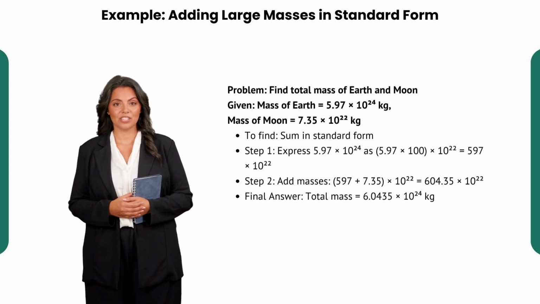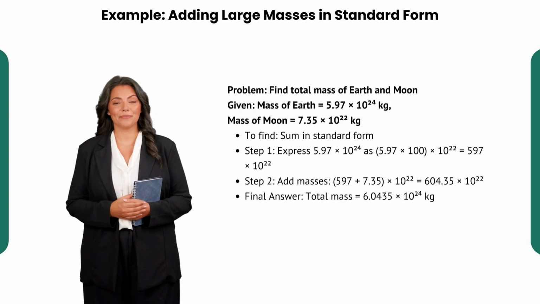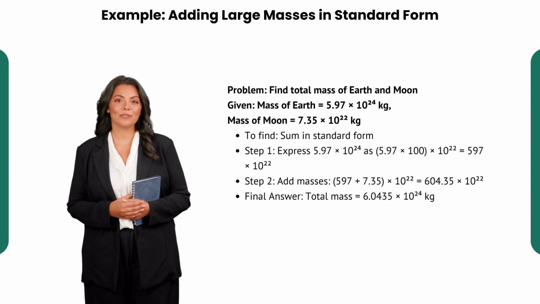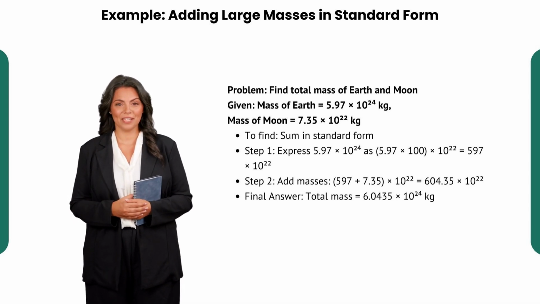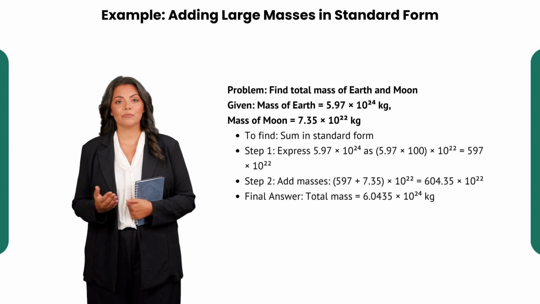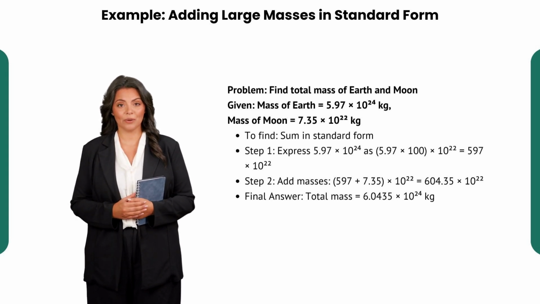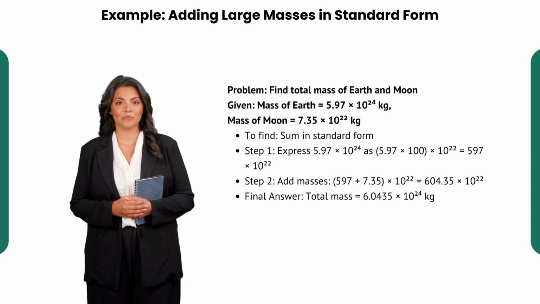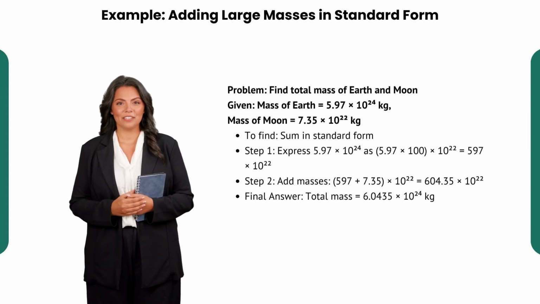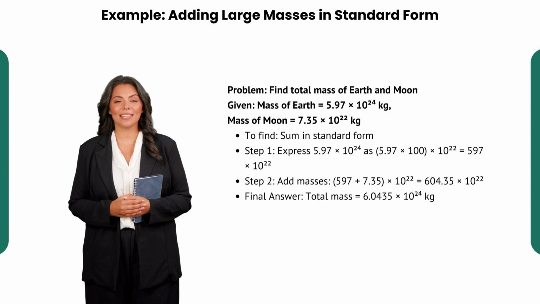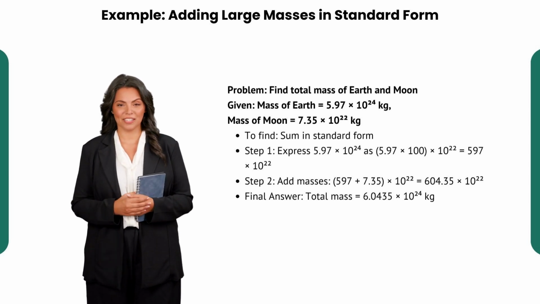Step 2. Now both numbers have the same power of 10, so we add their coefficients. 597 plus 7.35 equals 604.35. Thus, the total mass is 604.35 times 10 to the power 22. To express this neatly in standard form, move the decimal 2 places left from 604.35 to get 6.0435 and increase the exponent by 2 to 24.